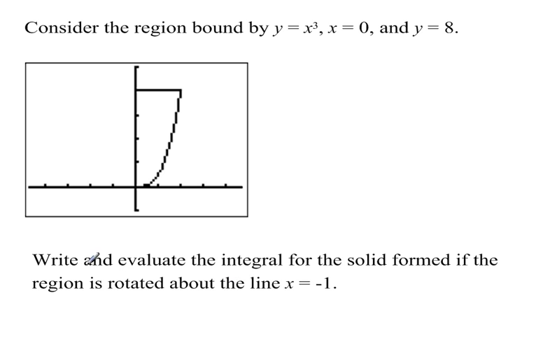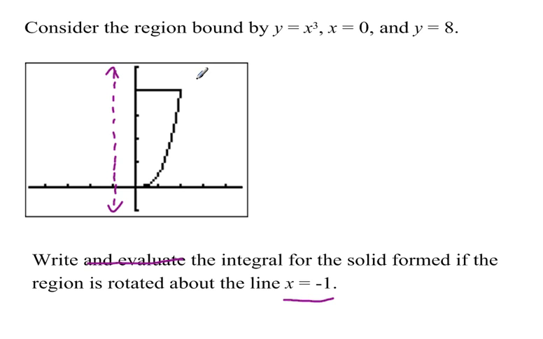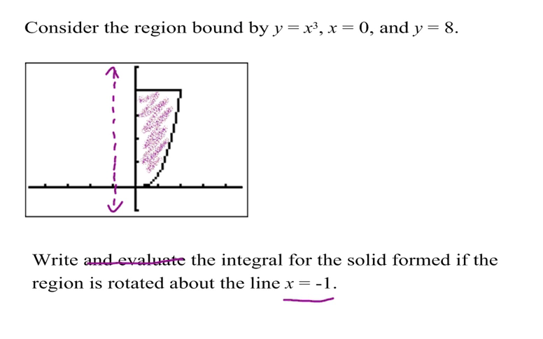Let's try another one. All of these we're just going to write the integral. This time we're going to go around the line x equals -1. So here we go. Here's our line, x equals -1. If we just shade this in real quick again so that it's clear to see what we're doing. We'll start with our big radius. Our big radius goes from this line all the way out here. Now we should right away recognize that this has a width of delta y, and so I'm going to have to rewrite this equation so it's x equals the cube root of y.